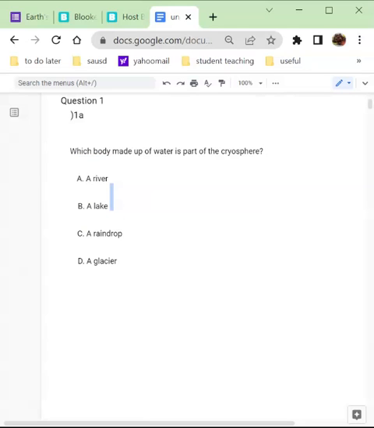Okay, so which body of water is made of the cryosphere? If we remember cryosphere, that's ice. So what do we think? What has something to do with ice? Here, I'll even add that too. Cryosphere.